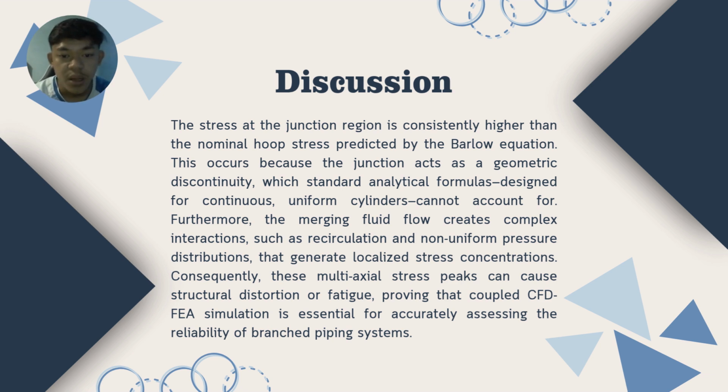Next, we have the discussion. Based on the results, the stress at the junction region is higher compared to the theoretical hoop stress calculated using the Barlow equation. This happened because the Barlow equation is mainly developed for simple cylindrical pipes with uniform geometry. However, a branch pipe contains a geometric discontinuity at the junction, which creates stress concentration areas. Besides that, the fluid flow produces complex flow behaviors such as non-uniform pressure distribution and recirculation effects. These factors increase the local stress and may lead to deformation and fatigue failure. Therefore, using coupled CFD and FEA simulation provides a more accurate prediction of the structural behavior compared to conventional analytical methods.